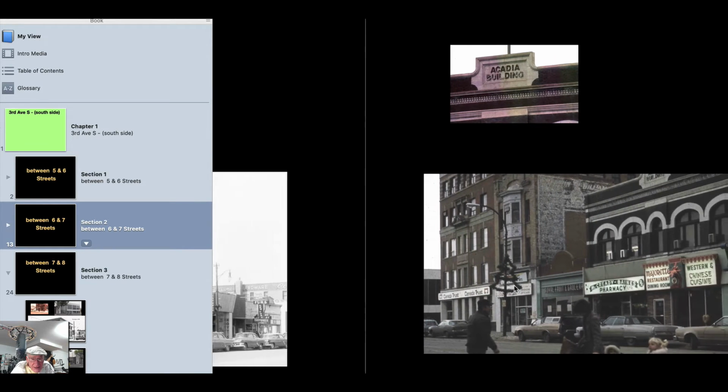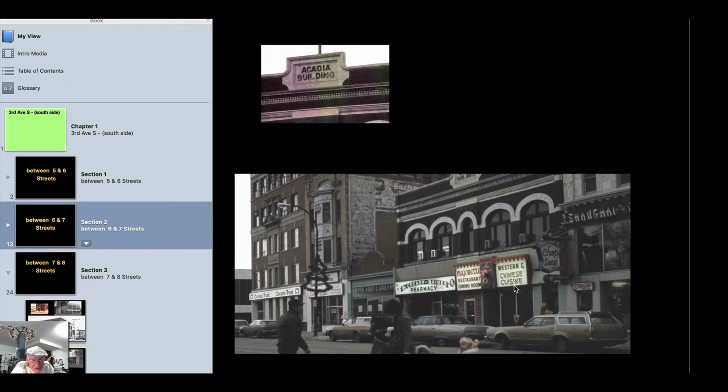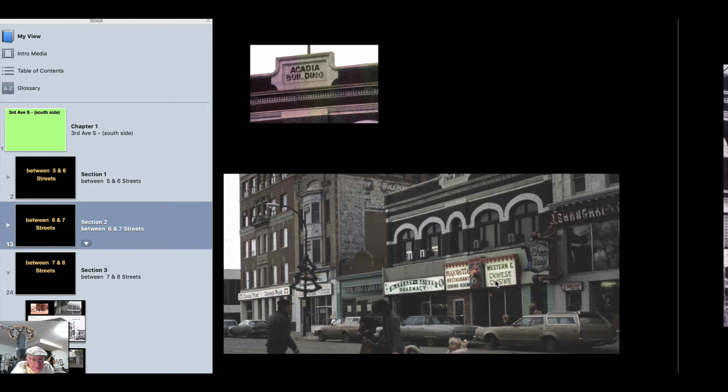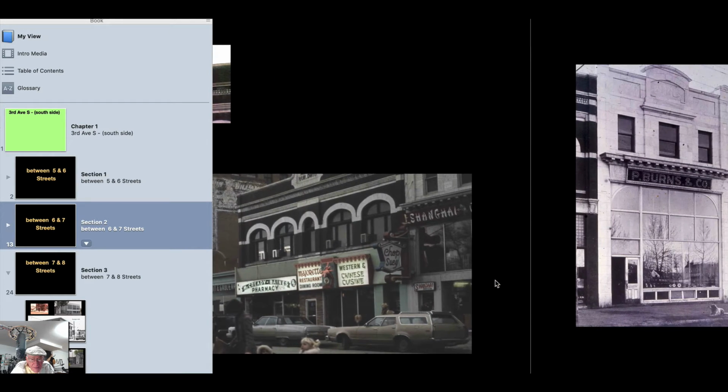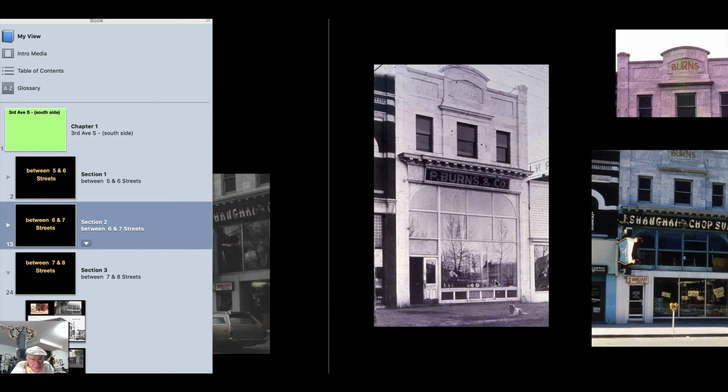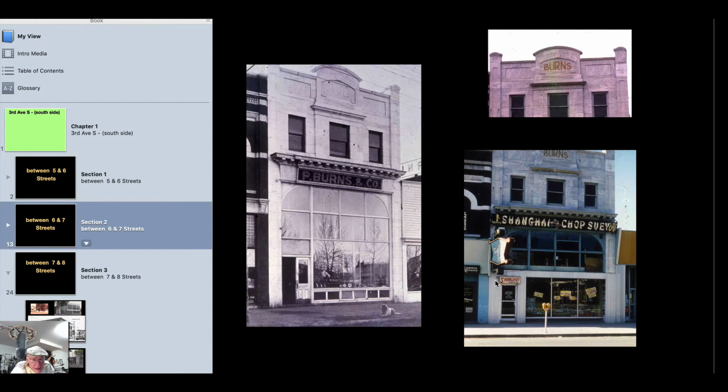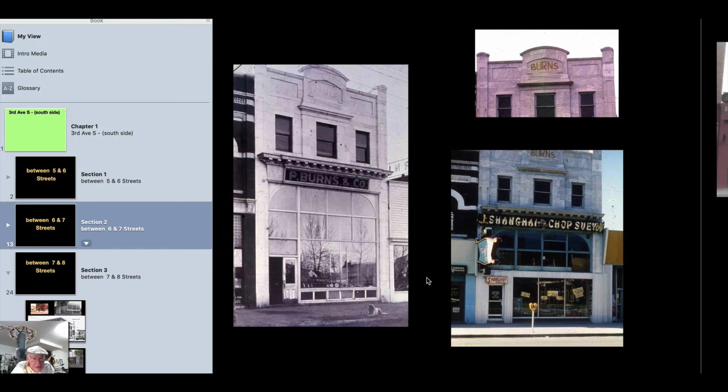Moving on past the Acadia block, here's another more modern picture. And you get to the Burns building. And the Shangri-La, you can see where this part here was originally all open. And then they made the second floor, it would appear, for the Shanghai Chop Suey, which has been there for decade and decade and decade.